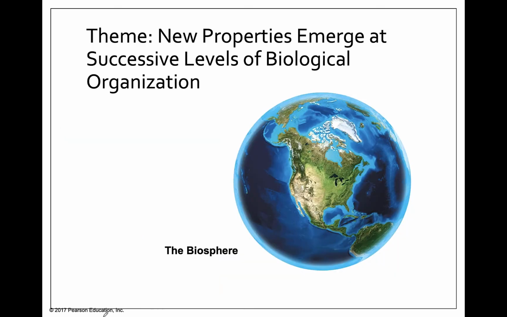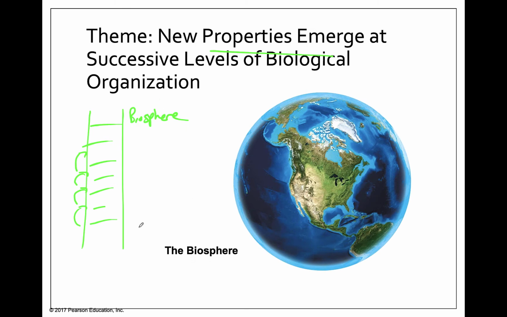Another theme in biology is the idea of emergent properties. So every time, you can think about these hierarchies of organization as kind of a ladder. And every time we go up the ladder, we see new properties emerge. So the biosphere is going to be all the way up here at the top of this ladder, and we're going to get all the way down to little tiny atoms that make up the molecules of our body. We can see that the next higher step is made up of the components in the previous step.